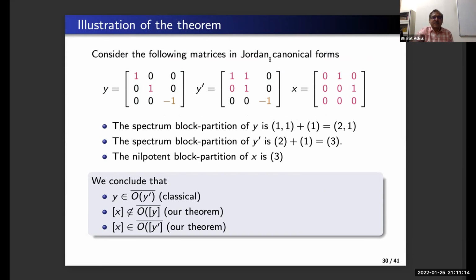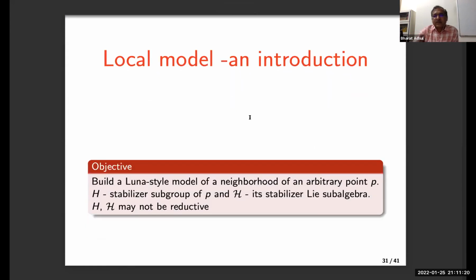Okay. So this is just an illustration of that result. I just want to give a brief introduction to this local model that really led us to this result about projective orbit closures for the conjugation action. Recall that this is what we set our objective as.